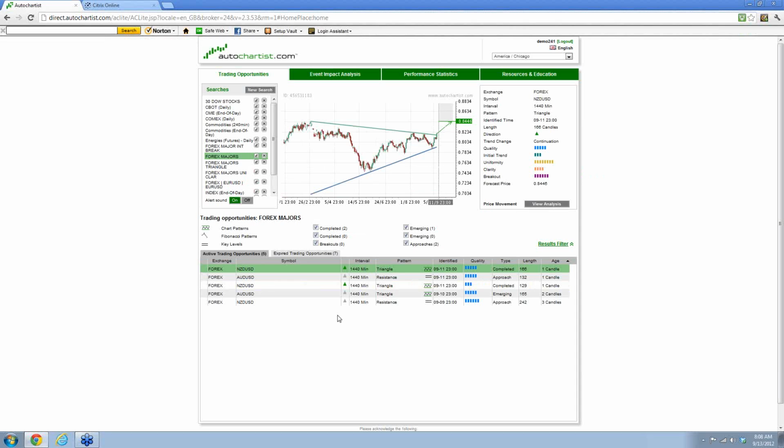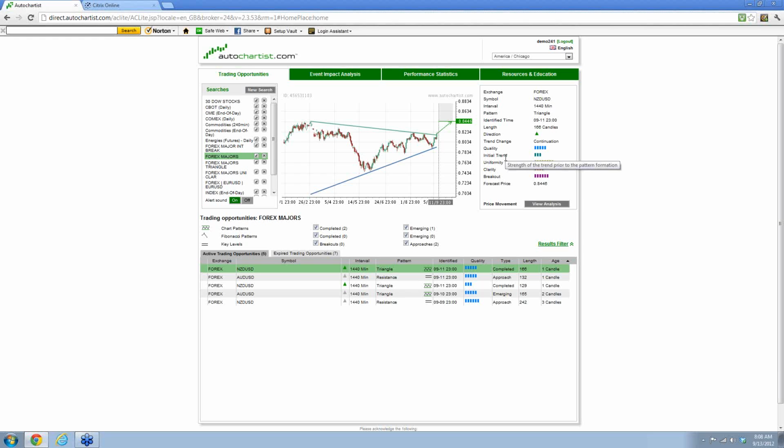The other thing that you may want to look at is that you have to be familiar with some of this terminology that we use at Autochartist. For example, the initial trend. This measures the strength of the trend prior to the chart pattern formation. Okay, if you click on that word, you'll see it pop up. This is what we're talking about when we talk about initial trend. This first move up here before the market begins the pattern.